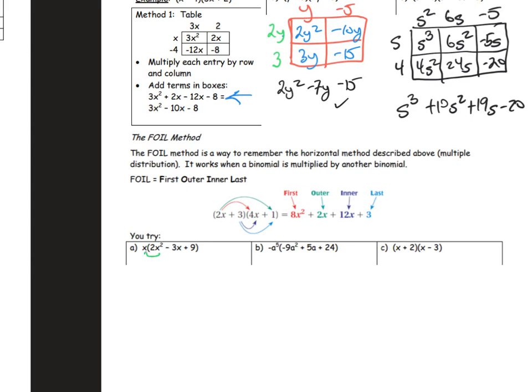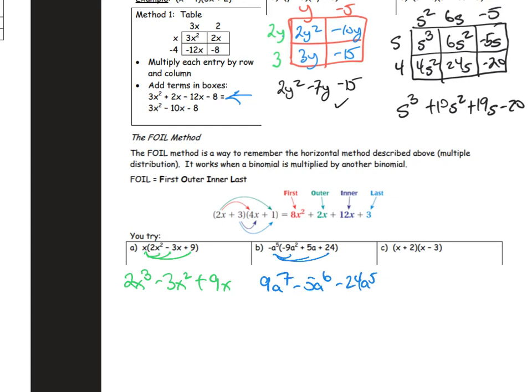So this one, I got a monomial times a trinomial, so I'm just gonna distribute. So x times 2x squared is gonna give me a 2x to the 3rd. X times -3x is -3x squared. And then 9 times x is 9x. Same thing here, distribute all of these. Even though it's bigger, it's okay. And the negative's gonna distribute. So I'm gonna have a 9a to the 7th to start with. That's gonna become a -5a to the 6th. And then a -24a to the 5th. And we are done there.